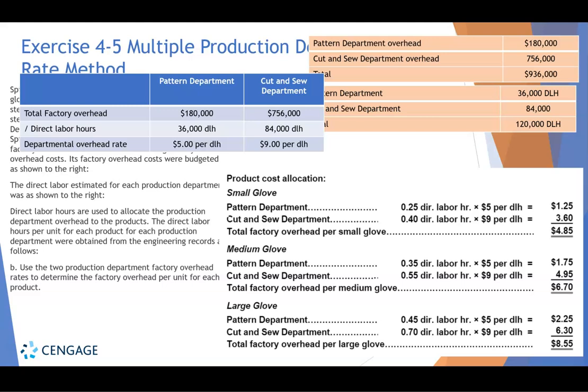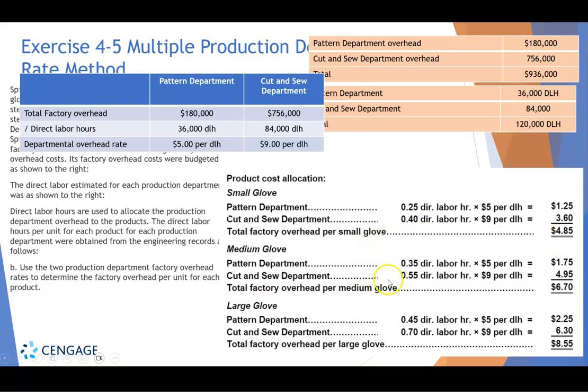Then determine the factory overhead per unit for each product. Here you see for the small glove, we know the small glove takes 25% direct labor hour, and we know what the direct labor hour costs are. And then we see the cut and sew department, 0.4 direct labor hours based on the overhead rate, $9 per direct labor hour. So the factory overhead for the pattern portion of a small glove is $1.25. The factory overhead for the cut and sew department for a small glove is $3.60. So this provides us with the factory overhead for a small glove.